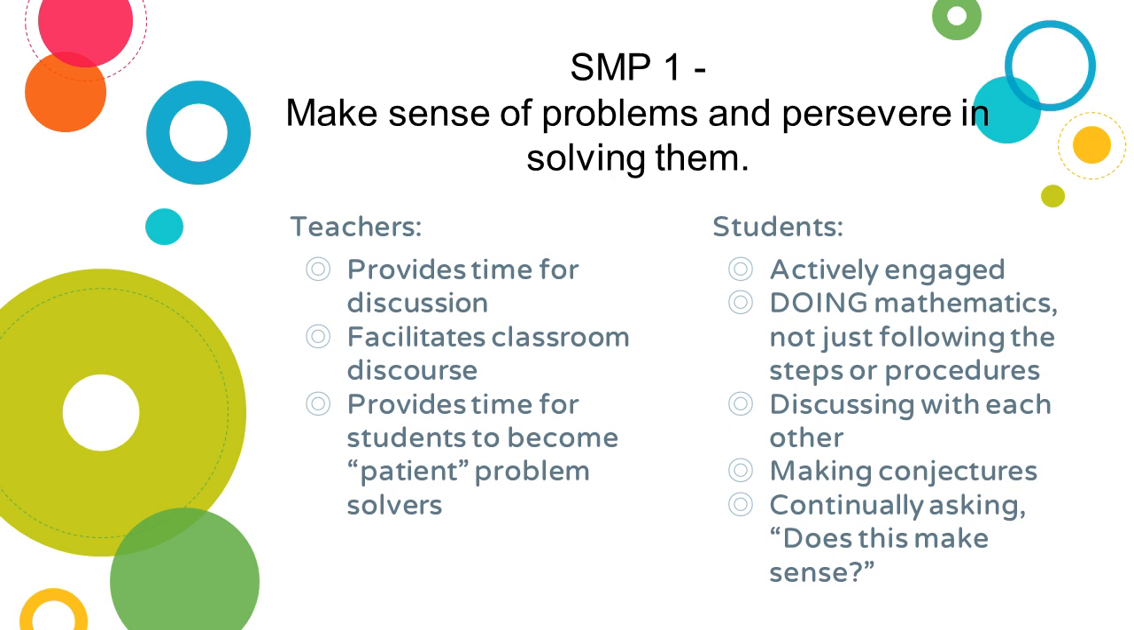They are discussing with one another, making conjectures, planning a solution pathway. They're not just jumping into a solution attempt or guessing at the direction they need to take. Mathematically proficient students relate a current situation to a concept or skill they've previously learned, and they continually ask themselves, does this make sense?